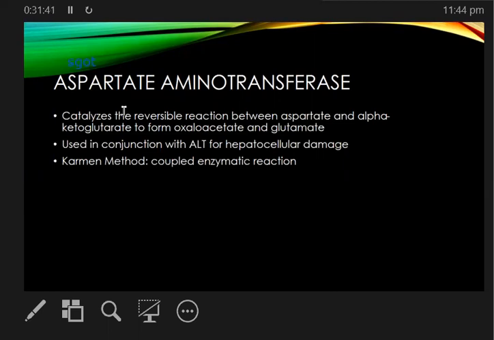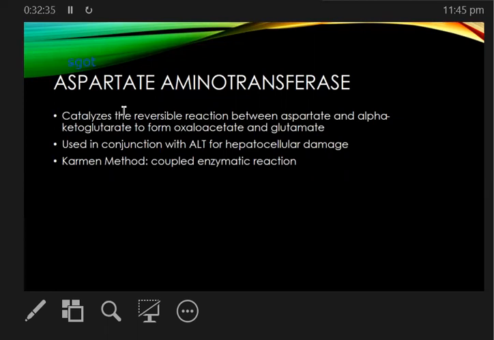As you can see, your AST is involved in the reversible reaction between aspartate and alpha ketoglutarate to form oxaloacetate and glutamate. Take note, class, that your AST is primarily utilized in the clinical setting in conjunction with ALT for hepatocellular damage or disorders.